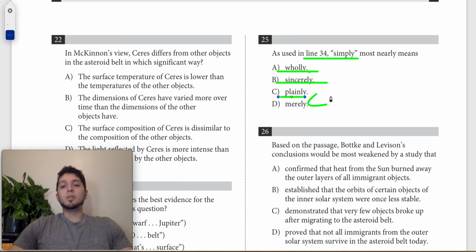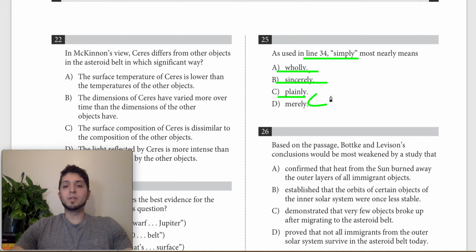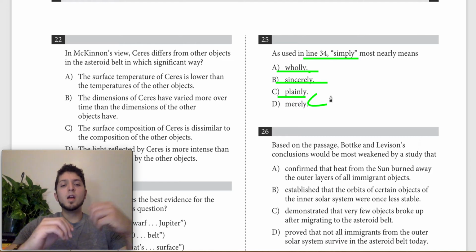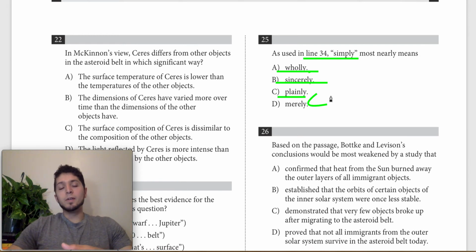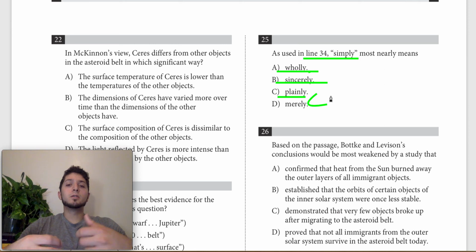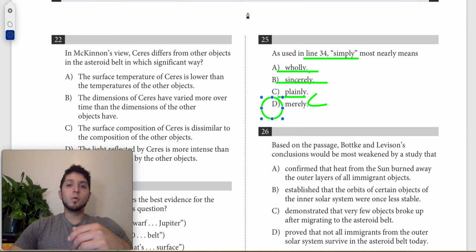Plainly could mean either of two things. It could mean in an obvious sense, or it could mean plainly as in it's just unadorned, right? There's not many things going on. It's probably more likely to be used in terms of just being obvious, like it's obviously this, but it's not obvious, right? What it's emphasizing is not the fact that it's obviously one of these, but the fact that it's simply just one of these, merely one of those. So that's going to mean answer choice D is our correct answer for question 25.